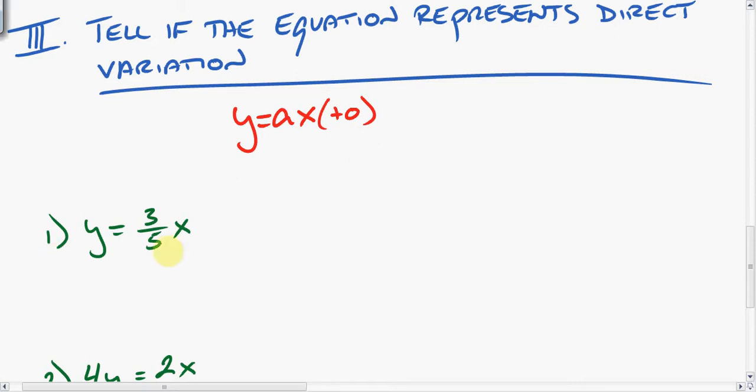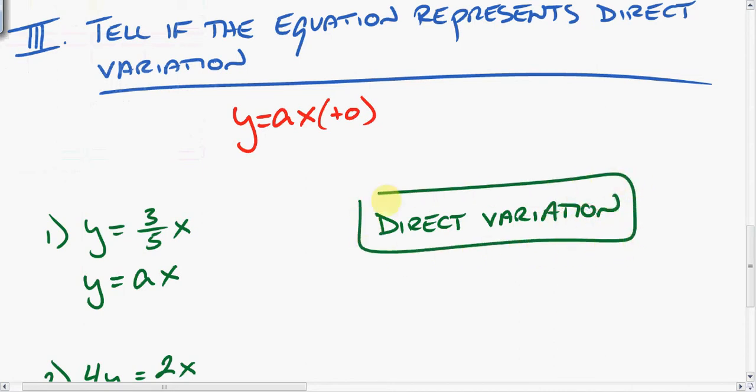So I've got the first example down here, and we can see it's y equals 3/5 x. So you really want to ask yourself, is this in the form of y equals ax? And if you need to, you can write the equation underneath and see the y's match up. My a is represented by 3/5, and I have an x. So it looks like, yes, we do have a direct variation equation here. You can either simply write yes, or you can write that direct variation does exist.